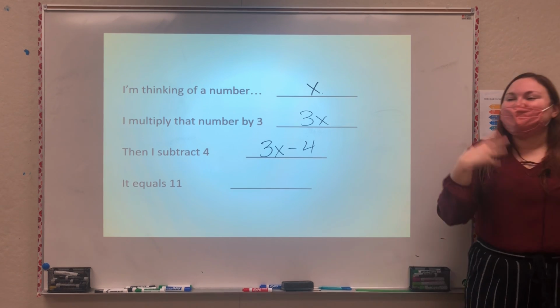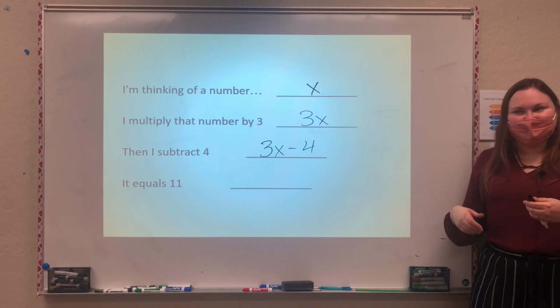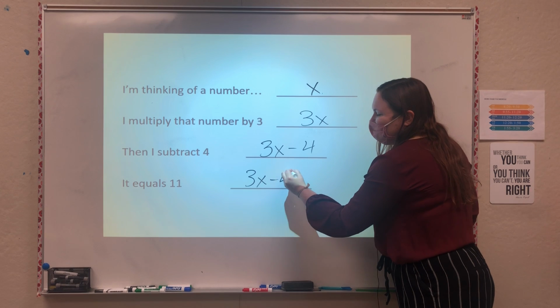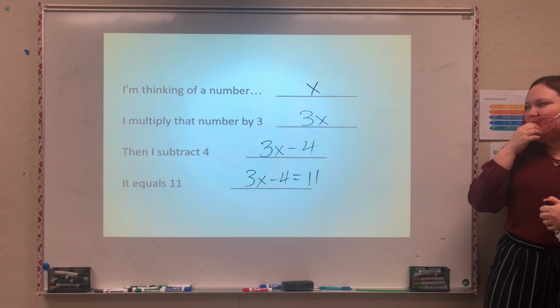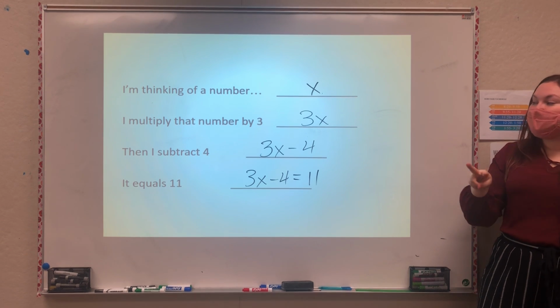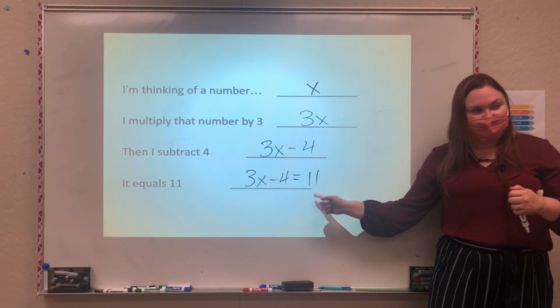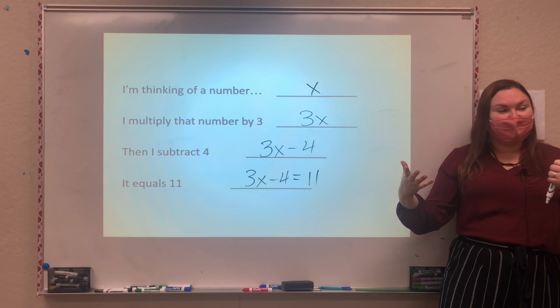The last part, I'm going to finally tell you what I've got. My answer equals 11. Finish it all up. So 3x minus 4 equals 11. Perfect. I'm going through this to show a couple things. The first thing is this is a 2-step equation. There's a couple things different about this equation compared to what we looked at yesterday. What's some of the things you noticed that's different about it?